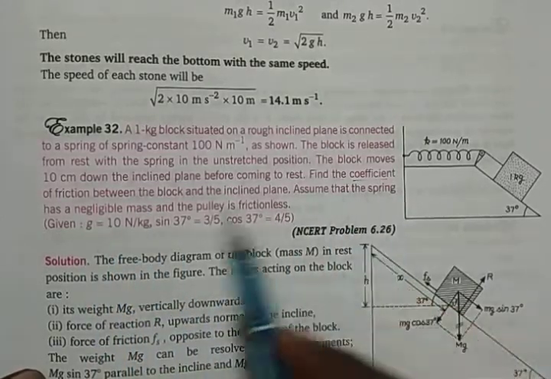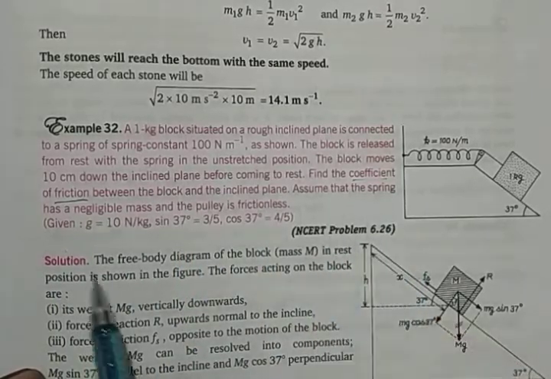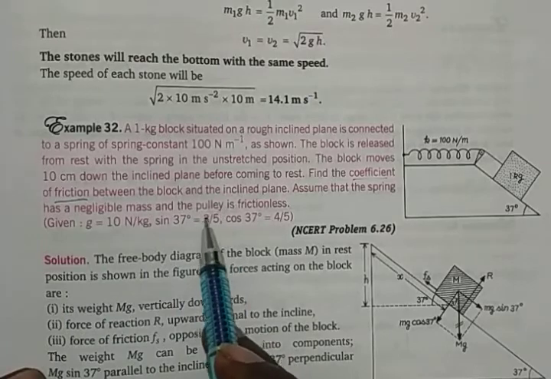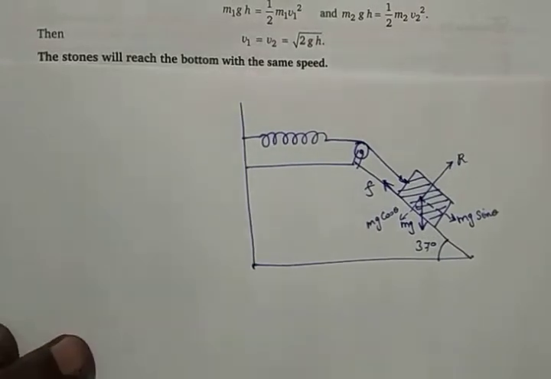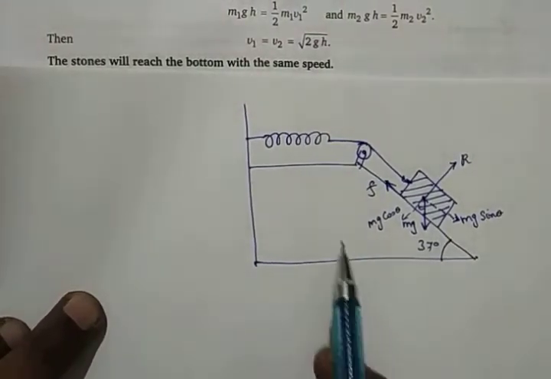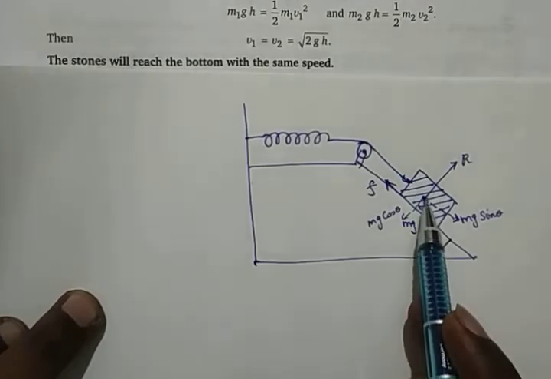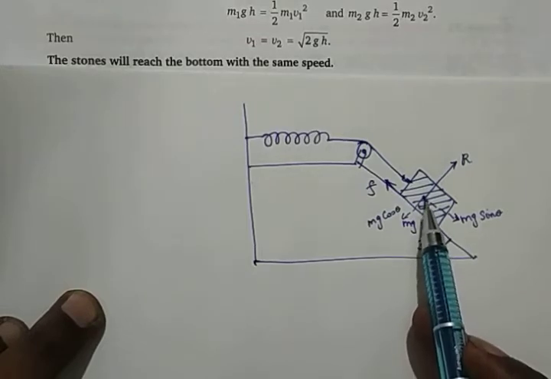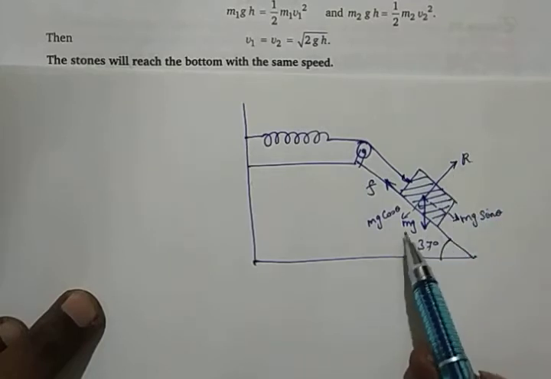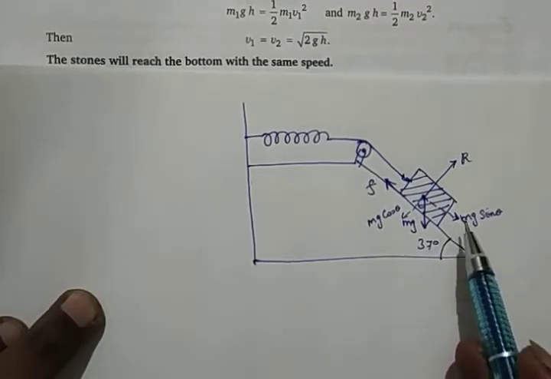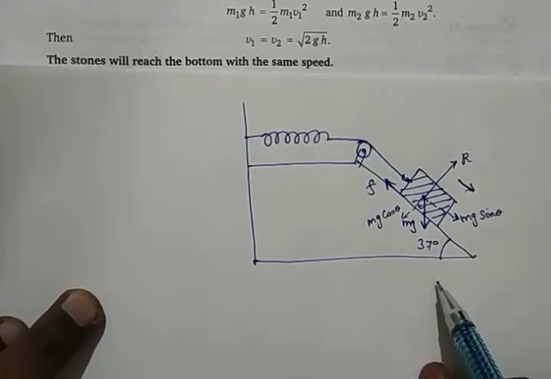It is asked, coefficient of friction. There is friction also involved here between the block and the inclined plane. Assume that the spring has negligible mass and the pulley is frictionless. So I am bringing the same diagram here. Please draw this diagram. You know already whenever the block slides down an inclined plane, you have the mg acting downwards, you have the R acting in this direction, mg cos theta acting opposite to the normal reaction, and mg sin theta acts downwards because this body is heading in this direction, and finally it stops.